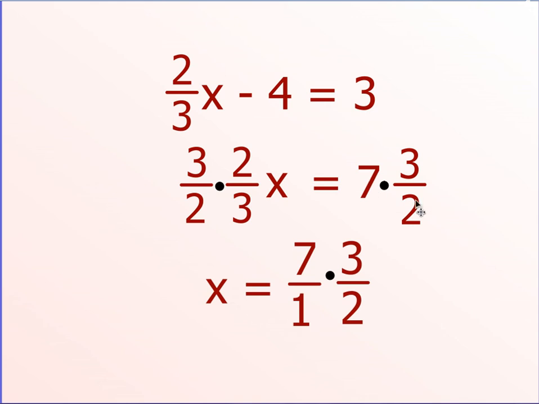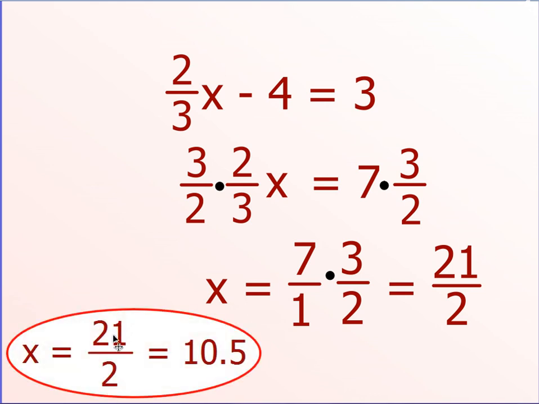7 over 1 times 3 over 2, multiplying straight across the numerator, is 21. Straight across the denominator is 2. That gives me 21 over 2. That fraction cannot reduce, so I could either choose to write my answer as a fraction, or I can go ahead and do the division. 21 divided by 2 is 10.5.